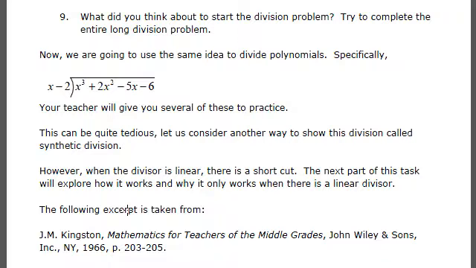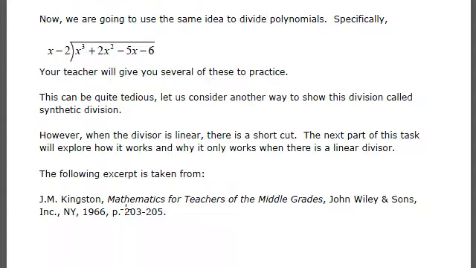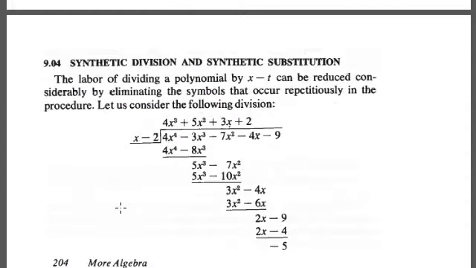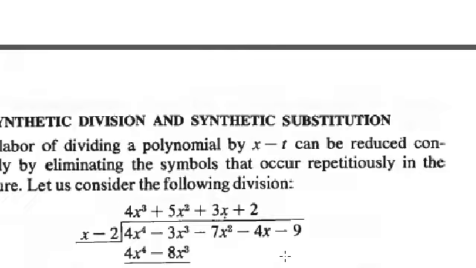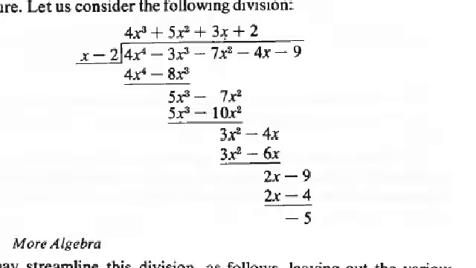But let's go ahead and take a look at that. X minus 2, and we're dividing it into 4x to the fourth, 3x to the third, negative 7x to the second, and negative 4x minus 9. So let's take a look at how this happens. The x goes into 4x to the fourth. Actually, let me give you a whole other problem.